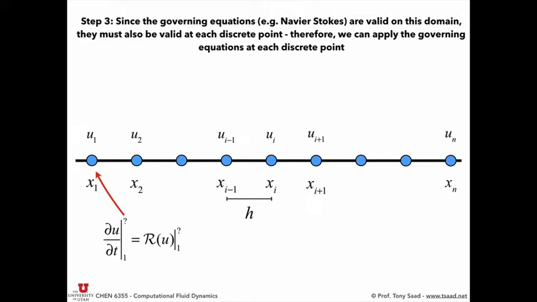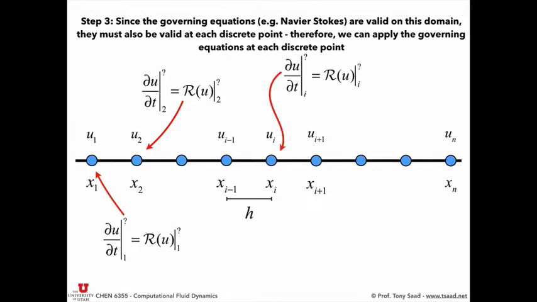Just recognize that we can take the continuous differential equation and say, this differential equation is valid at this grid point. Of course it is, because it's valid everywhere. And same thing, you take your differential equation and apply it at point 2, and then you can apply it at any point i in your domain. Okay? Is this clear so far?